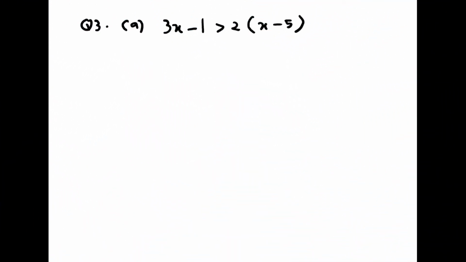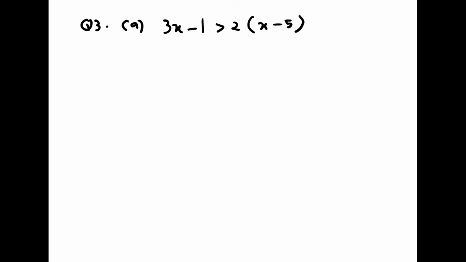So now we are going to try to solve a few questions from question number 3, 4 and 5. Okay, let's say I pick question number 3A. So how would you solve this kind of inequalities? The first thing is, we look at the question. It gives you 3x minus 1 greater than 2 multiplied by x minus 5.